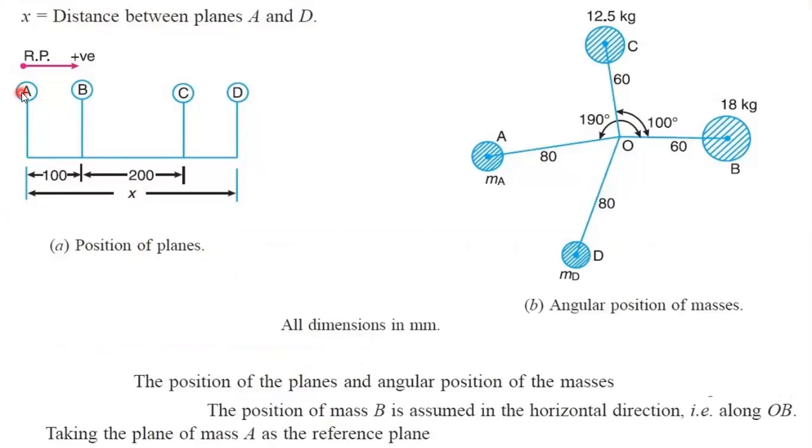So I'm going to keep A as the reference plane, because then only we can easily get the X value. So A is the reference plane and whatever values are towards the right are positive. So we have drawn the position of planes.